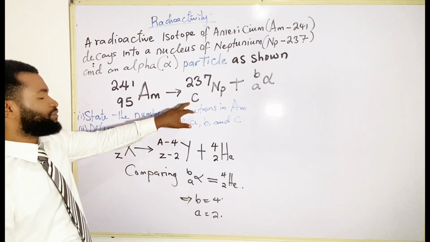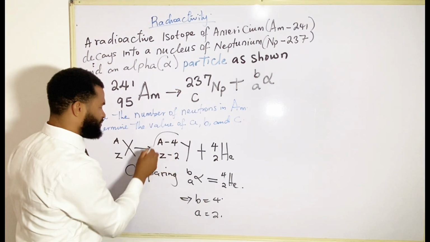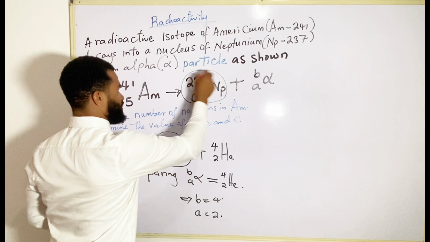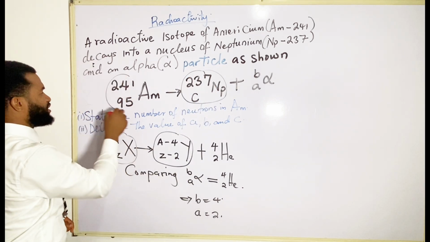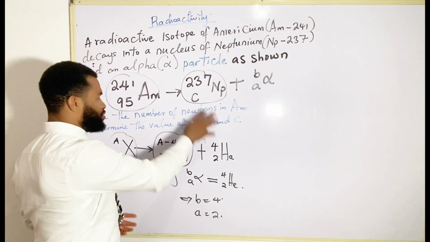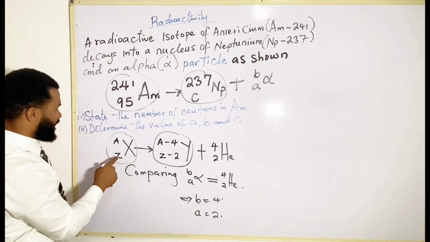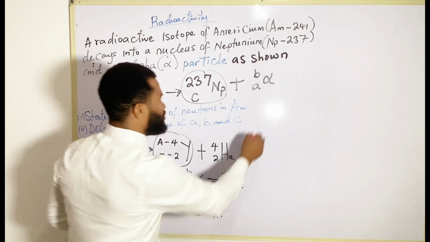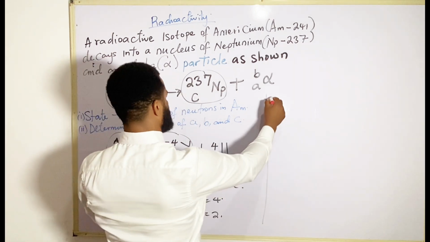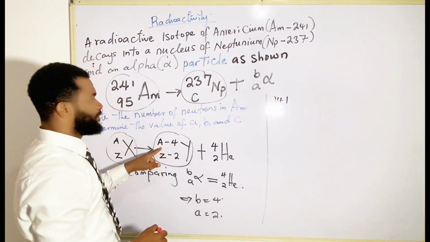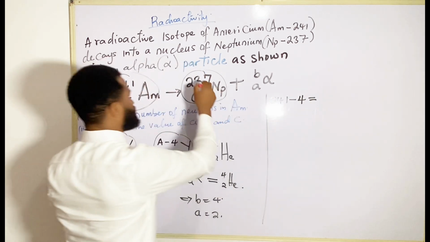Let us find C. For us to find C, we need to compare this one with this one, because everything here is going to be compared with this. So whenever you have an alpha particle equation, use this as the general equation. So I'm going to say that A is representing 241 and Z is representing 95. This is what I'm going to have. A, which is what? 241. This is for A. Minus 4, which is going to be equal to everything here.